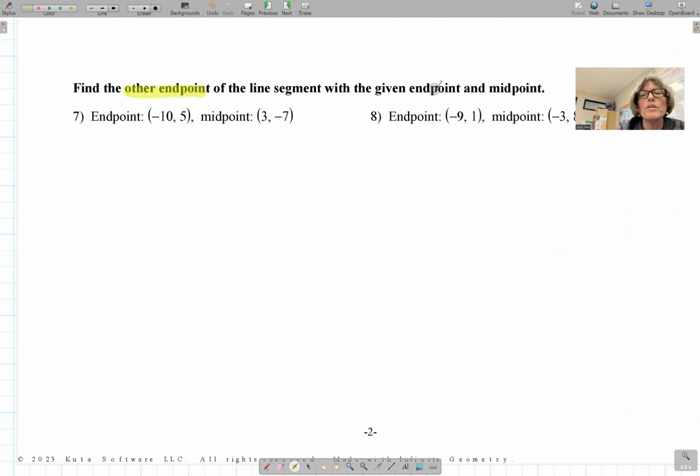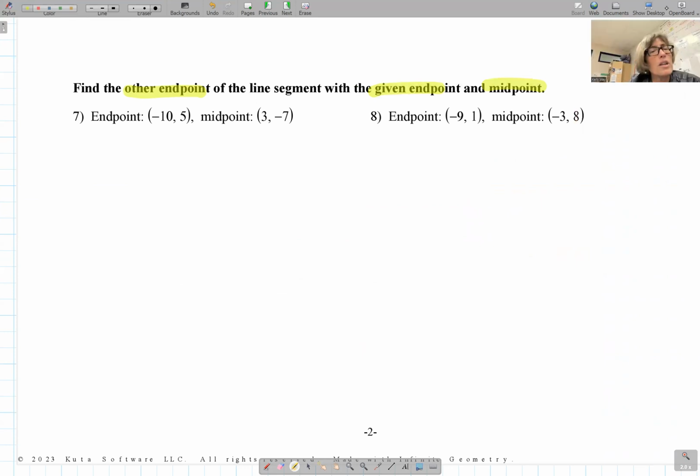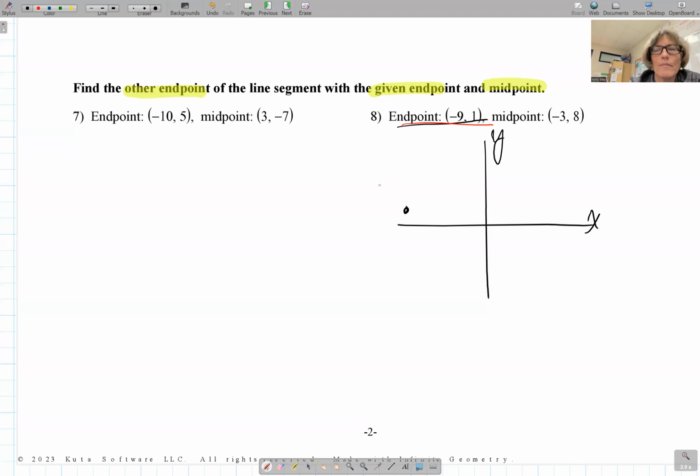Find the other endpoint when you're given an endpoint and a midpoint. So the best way is to actually visualize this. I have a segment. My first endpoint here is -9, +1. So I'm doing a little quick sketch. XY, -9, +1 is right there. And then we have a segment, and the midpoint of that segment is -3, +8. So 1, 2, 3, +8. Well, let's say it's up here somewhere.